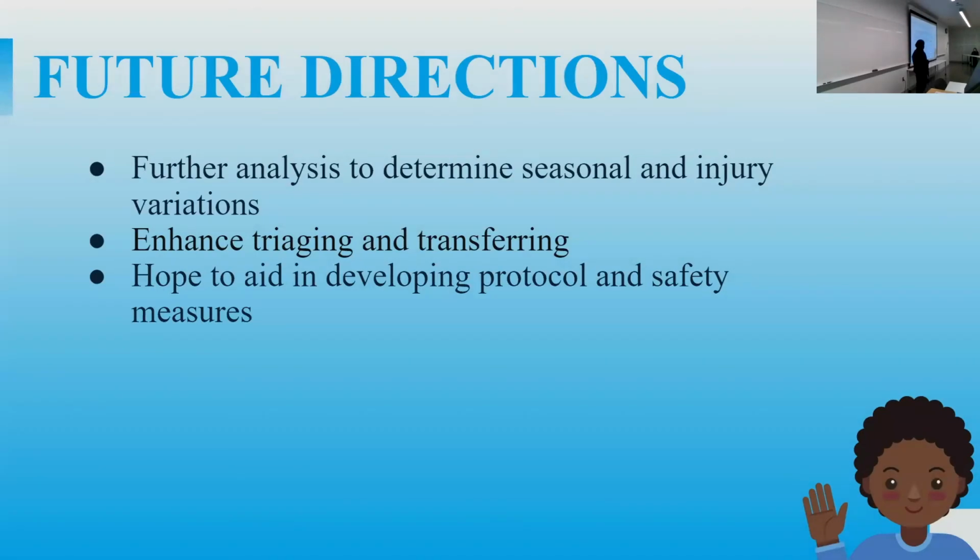We hope to conduct further analysis to determine seasonal injury variations, to really gather the difference between rural and urban settings. We hope that this data will help providers by enhancing triaging and transfer procedures, enabling less severely injured patients to receive care closer to home, and those who are more injured to get transferred to a level 1 or level 2 center faster. We also hope to aid in developing protocol and safety measures, essentially ensuring that pediatric hospitals are ready to treat their endemic populations, whether that is rural or urban.